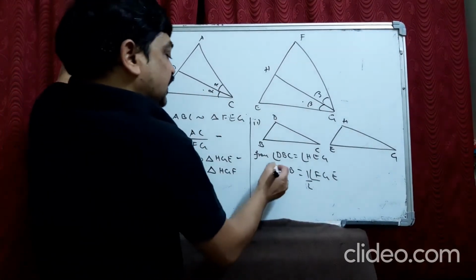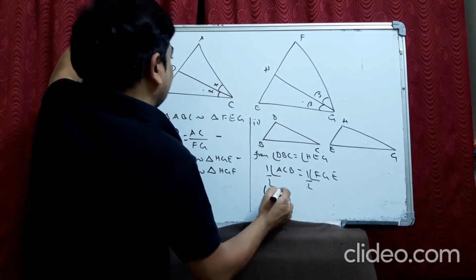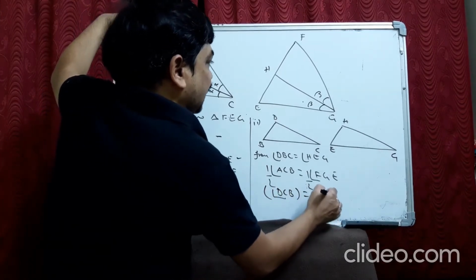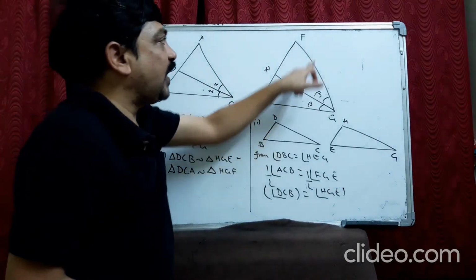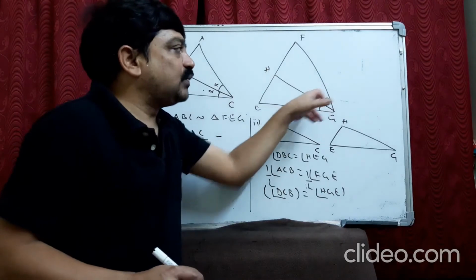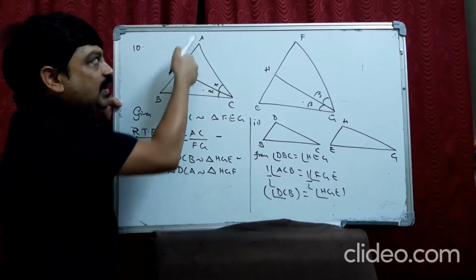That means this is nothing but angle DCB and this is nothing but angle HGE. See, HGE is nothing but half of angle FGE because this line is the bisector of this angle. In the same way, DCB is nothing but half of angle ACB.